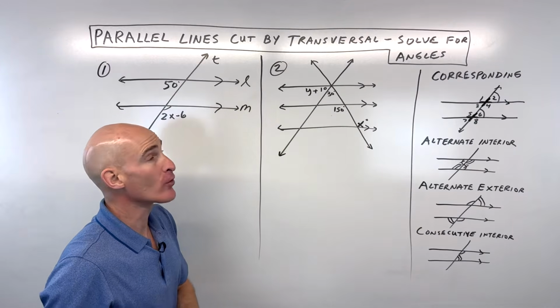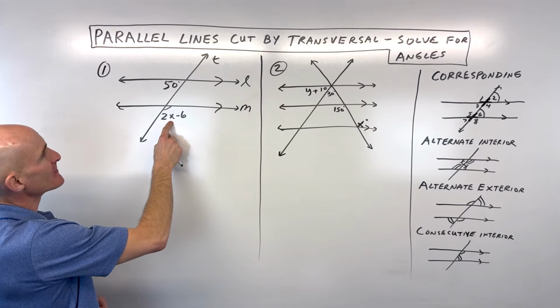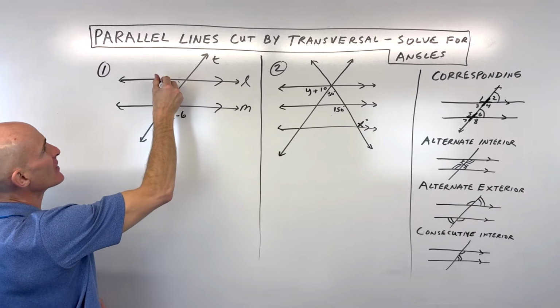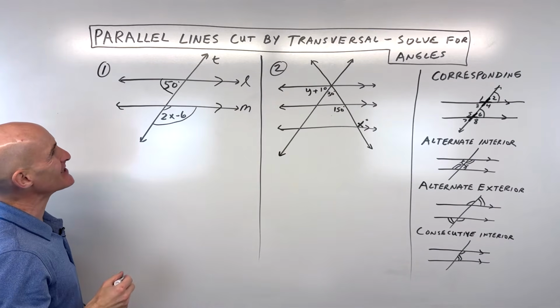So let's dive into our 4 examples in practice. This first example, we're trying to find out what x is in this diagram, and they give us that this angle here is 50 degrees, this angle over here is 2x minus 6.